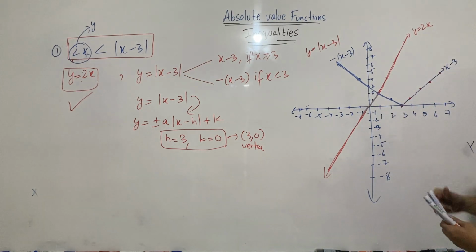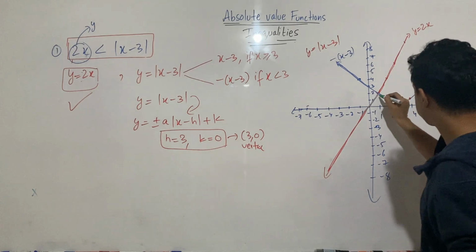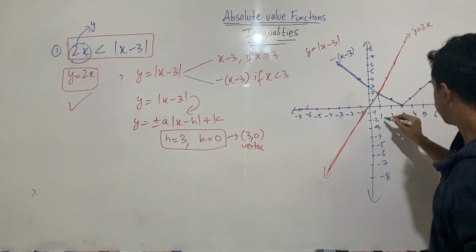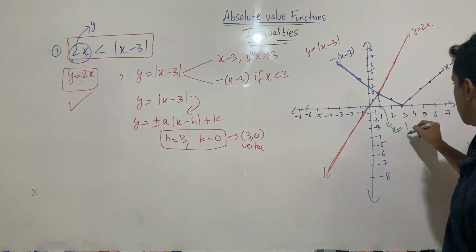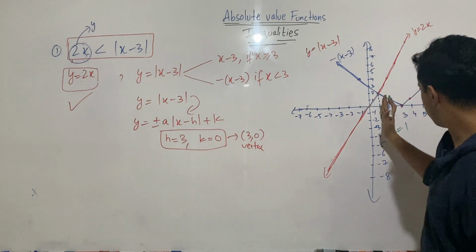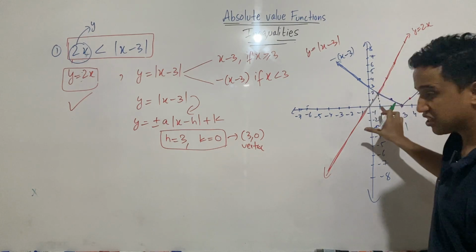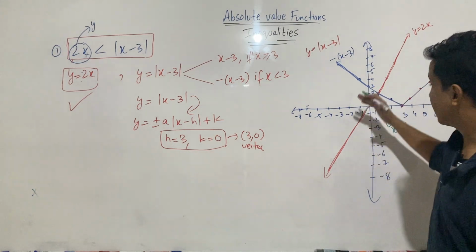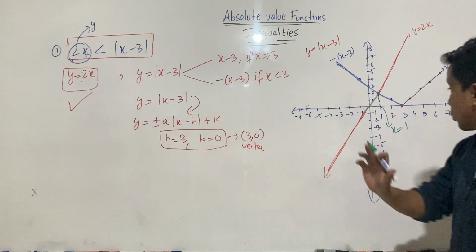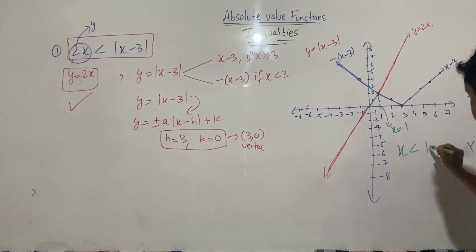Okay, if you look at this region, you can make some observation here. This point is x equal to 1. And for all the values less than 1, the part of the straight line is going to stay below the curve of the absolute value function. So can I say that the value of x is going to be less than 1?